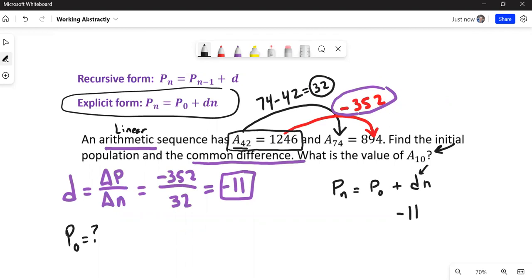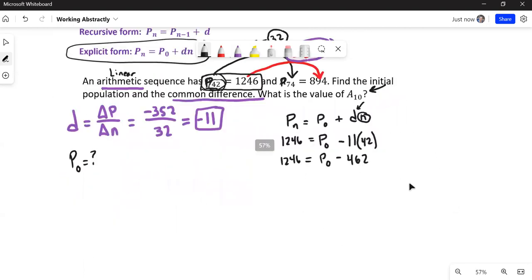What that means is when I plug in 42 for n, I may not know what P naught is, but what I do know is that the answer, A sub 42, or it could be thought of as P sub 42, is 1,246. I know I'm interchanging letters here, but we do that interchangeably. That means this will be equal to 1,246. Well, if you do 11 times 42, what you get is 462, so P naught minus 462 equals 1,246.